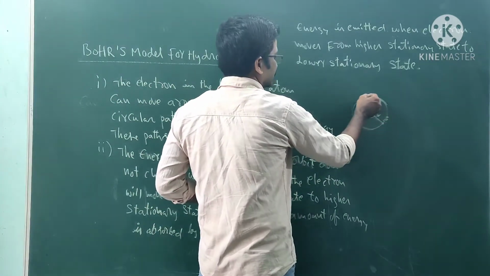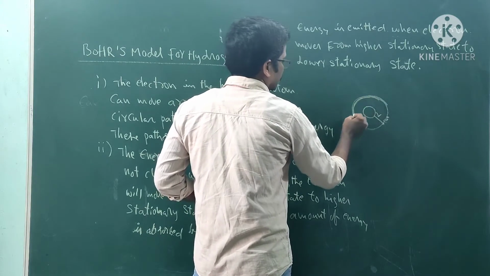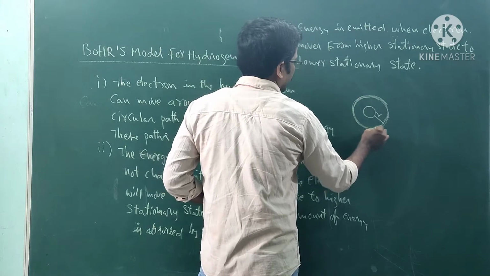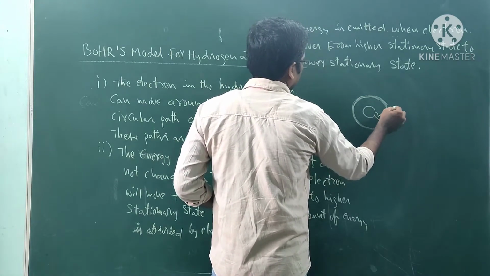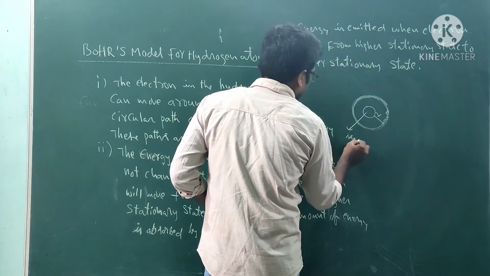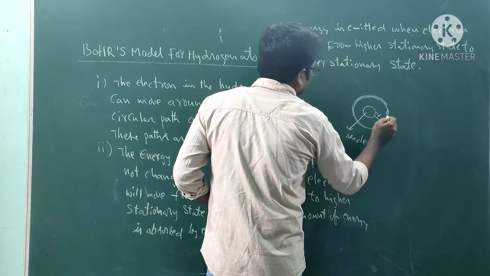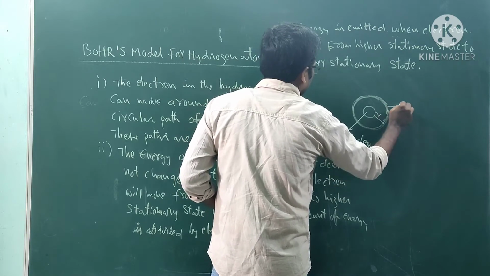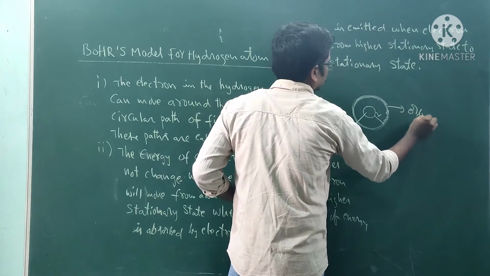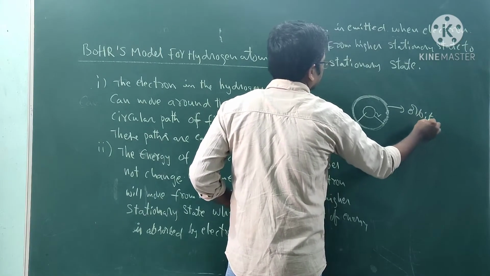This path is known as a circular path, and this path is known as an orbit. The electron moves around this; this is the nucleus. This circular path is known as an orbit.